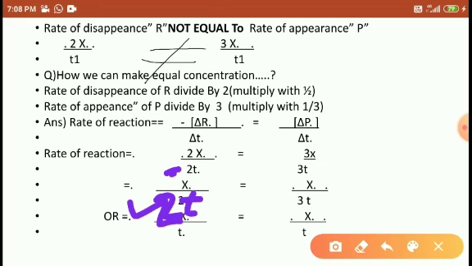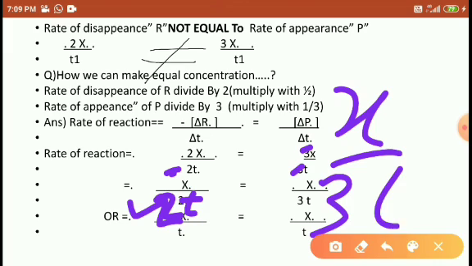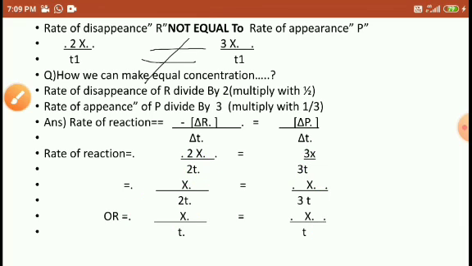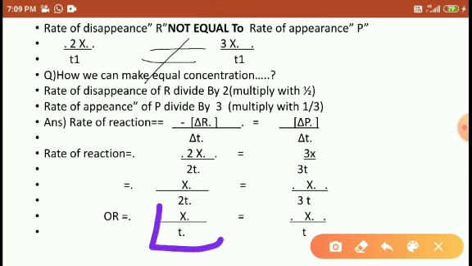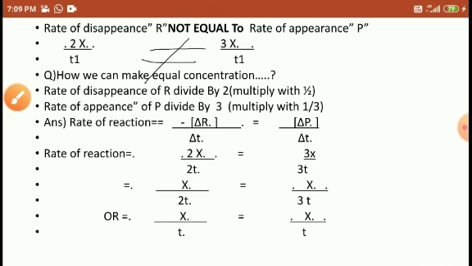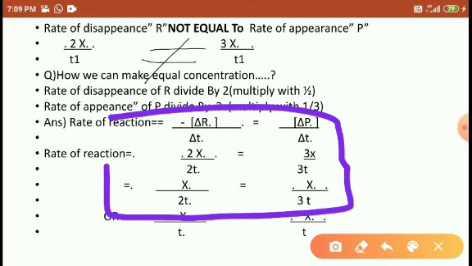After dividing by 3, the 3 gets cancelled. Instead of 3x by T, we have to write x by 3T. This 3T indicates that we are dividing by 3 to make the concentration equal, and this 2 indicates that we divide by 2 to make the concentrations equal. So you may write x by T, x by T. This is the correct method to make the concentrations equal.